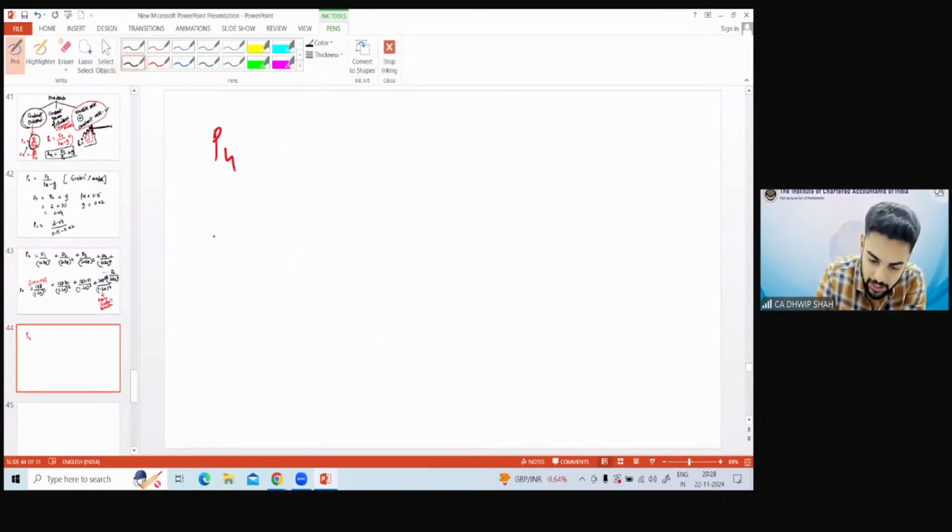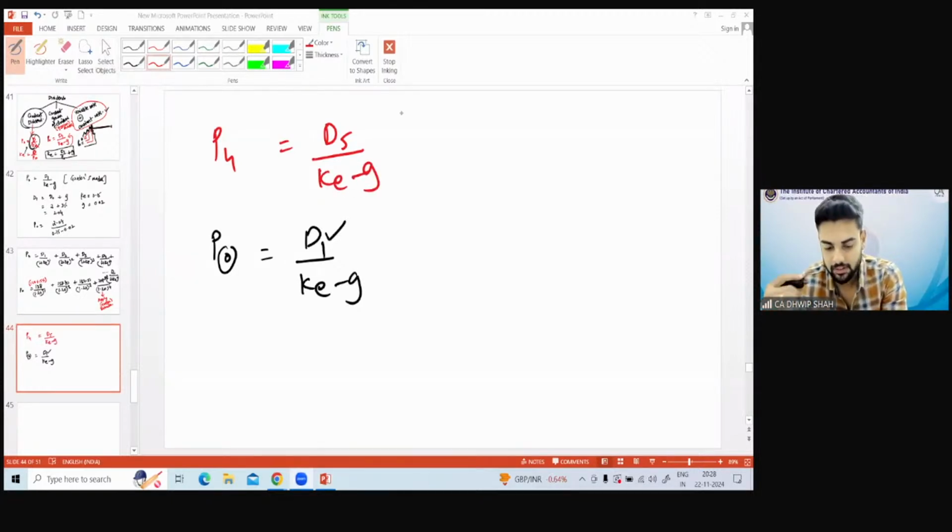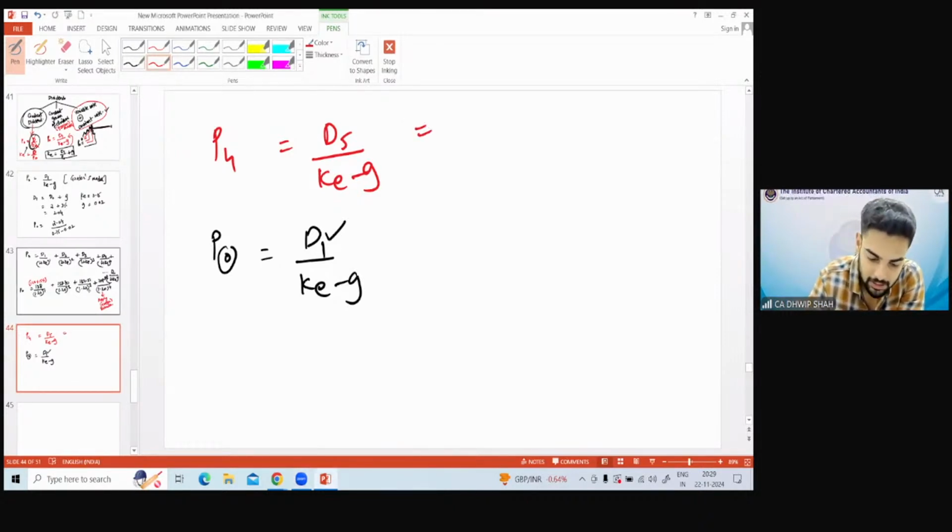See, what was Gordon's formula? For P0 it was D1 upon KE minus G. Correct? When there was P0, we used to take D1. So when it is P4, we will take D5 upon KE minus G. Simple. Since now we are estimating the worth at the end of year 4, it would be based on the dividend of year 5 upon KE minus G.